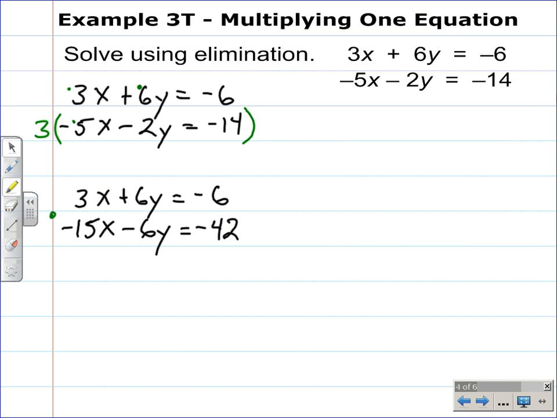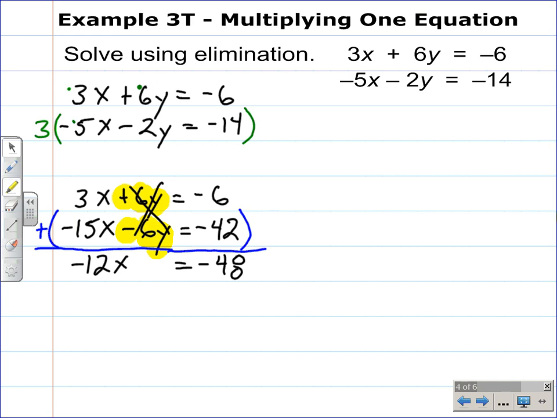So now when I look at these equations, after multiplying the second equation by 3, you can notice that the y terms each have a 6 in front. And they have different signs, which means we're going to add the two equations together to solve. So I'll add the two equations together, and I'll do that term by term. 3x plus a negative 15x is negative 12x. Positive 6y plus a negative 6y, they eliminate, bring down the equal sign, and negative 6 plus a negative 42 is negative 48.